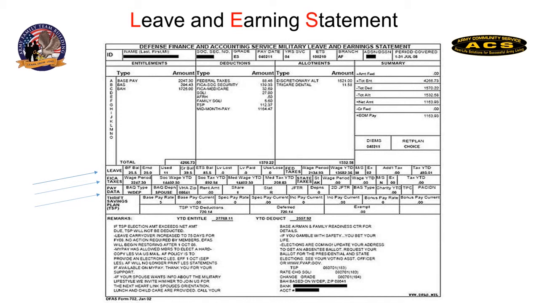The BAQ type, if you're married, you're going to see that it says with dependents or W/DEP. And of course, if you're married, your dependent type is going to be spouse. Now, if you're a single parent, it would say with dependent and it would just say child there instead of spouse. That VHA zip, that's going to be the zip code that your BAH is paid on.